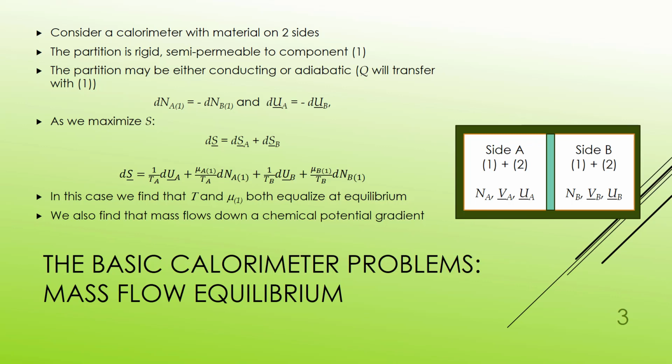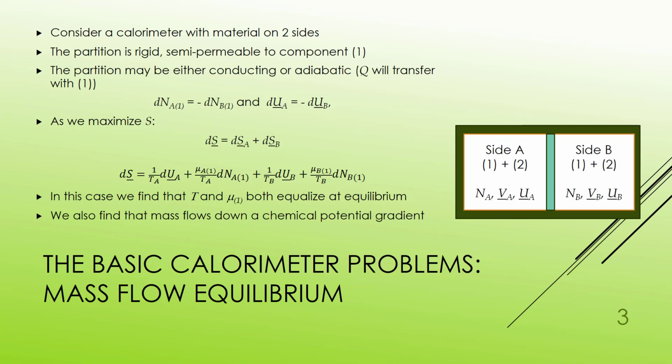It didn't really matter whether or not we chose to have this as a conducting or adiabatic partition because energy, heat will transfer because of the molecules moving sides. So as a result, we have that the change in number of moles on side A and side B will be equal in magnitude but opposite in sign. And similarly, the internal energy on sides A and B will be equal in magnitude but opposite in sign.